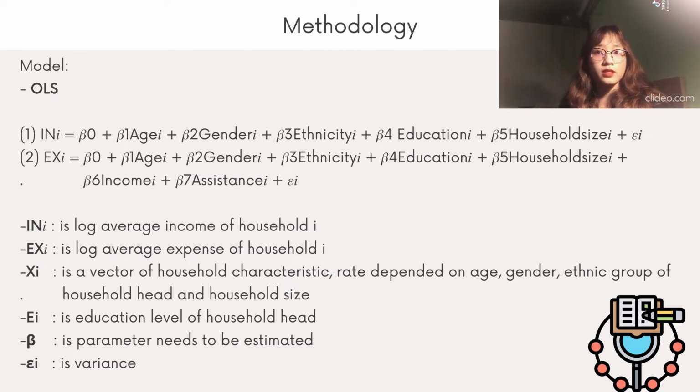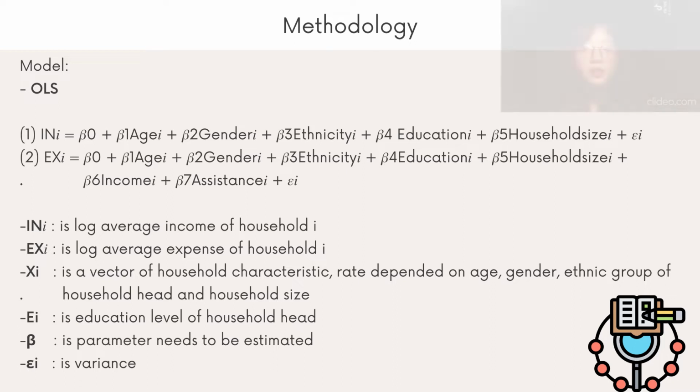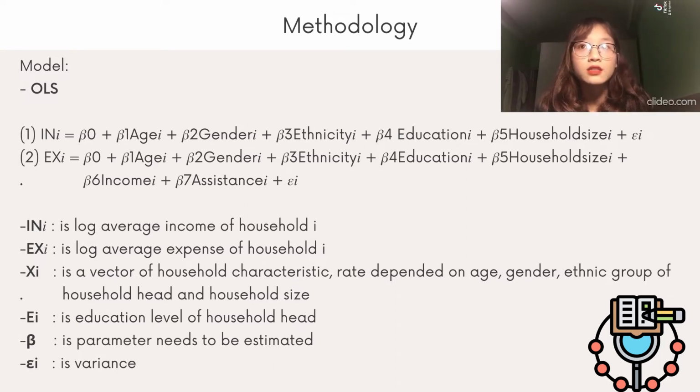From previous studies, we propose the following research OLS model. It is noted that INi illustrates the income of household i. EXi illustrates the spending of household i. Xi is a vector of household characteristics, dependent on age, gender, ethnic group of the household head and household size. Ei is the education level of the household head. Beta is a parameter that needs to be estimated.